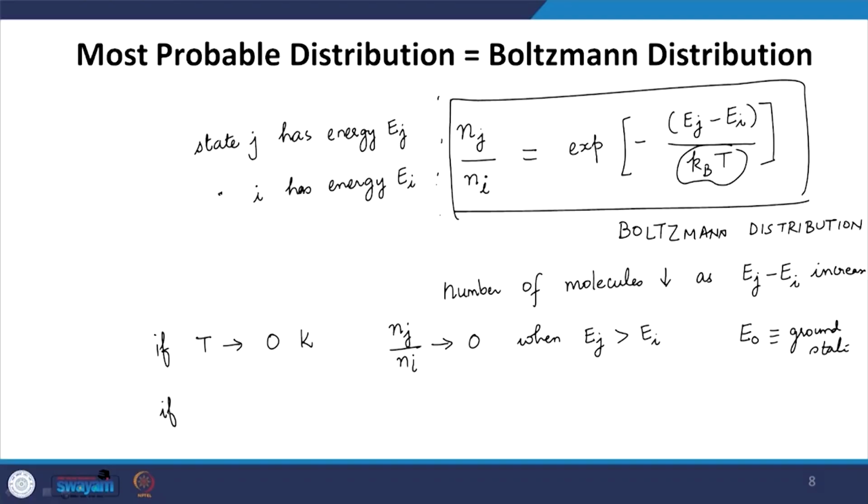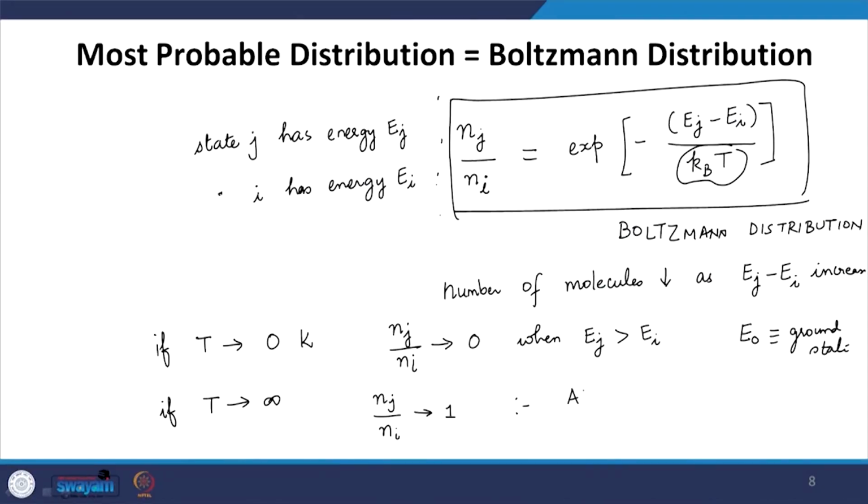On the other hand, if I go to a very large T, just for the argument's sake, let us say if T goes to infinity, what you will see is that Nj by Ni will now go towards 1, because the term inside the exponential goes towards 0. And in that case, all energy states are going to be equally likely. Of course, we will never have infinite temperature, but you already know the asymptotic behavior.